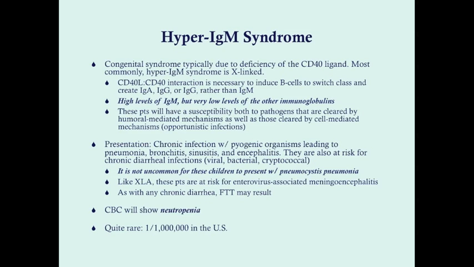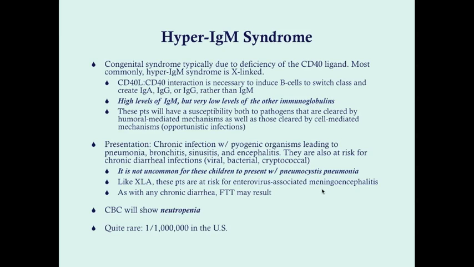The presentation is going to be what you tend to see in the antibody problems. So chronic infection with pyogenic encapsulated organisms leading to pneumonia, bronchitis, sinusitis, and encephalitis. They are also at risk for chronic diarrheal infections, including viral, bacterial, and cryptococcal. It's not uncommon for these children to present with pneumocystis pneumonia. So you should highlight this, write this down, because pneumocystis pneumonia in a baby is going to point you towards hyper-IgM syndrome. Like XLA, these patients are at risk for that enterovirus-associated meningoencephalitis.